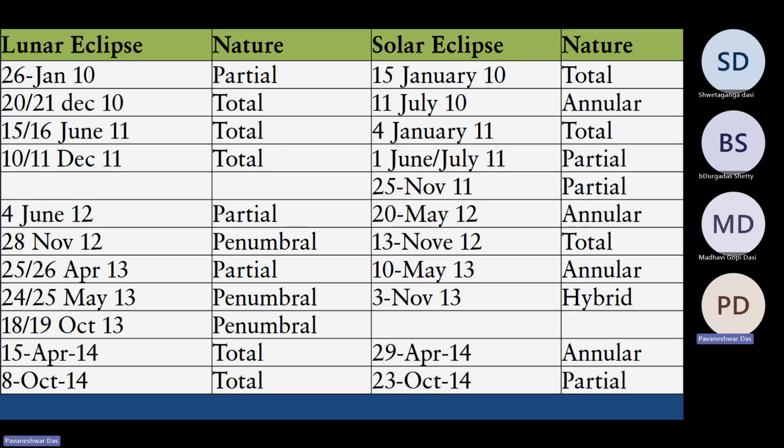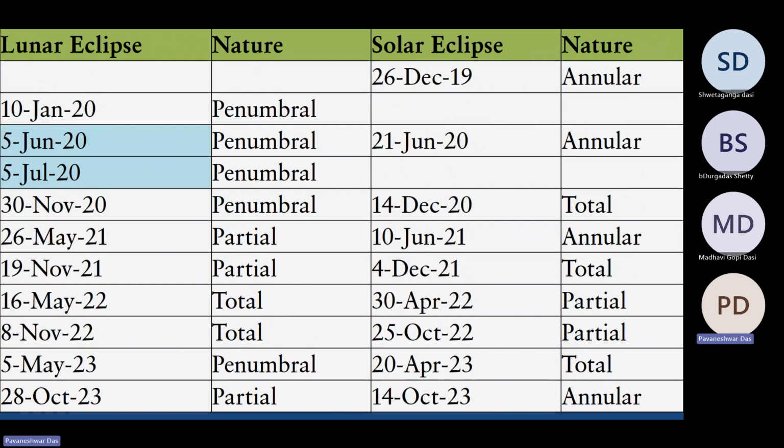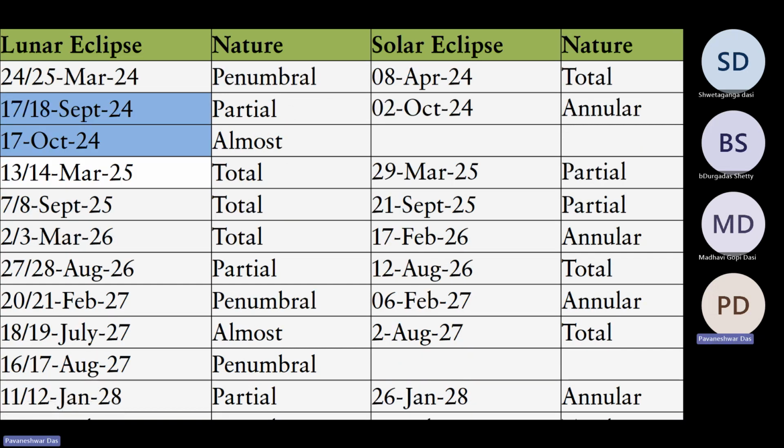Here you see some eclipse dates in the past. Recently, on 20th October, we had a partial lunar eclipse, and on 14th October there was an annular solar eclipse, not at our place. The next eclipse will be on 24th to 25th March 2024, at midnight, a penumbral lunar eclipse. Then on 8th April, we have a total solar eclipse.